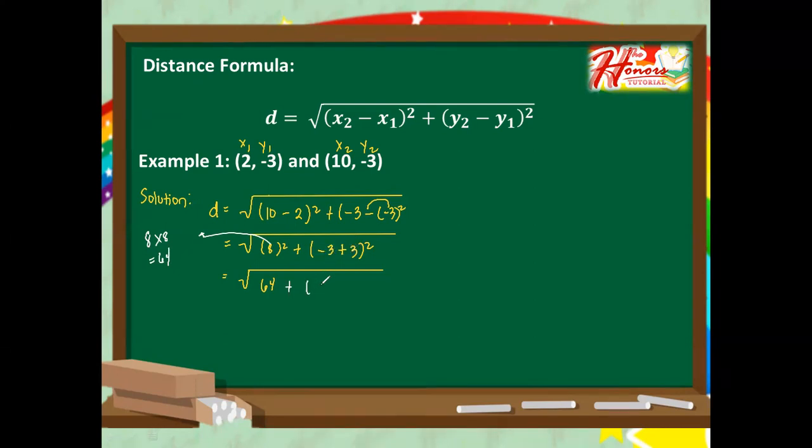Negative 3 plus 3, that is 0. It is because we have here negative and positive numbers, so therefore we have to subtract the numbers. 3 minus 3 is 0, and then squared. Then let's continue solving. We have here square root of 64 plus 0 squared, that is 0. And then 64 plus 0 is equal to 64. So we have here square root of 64. Square root of 64 is 8. So the distance between these points is 8.